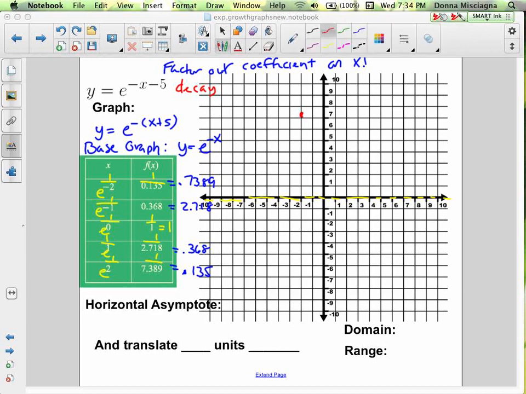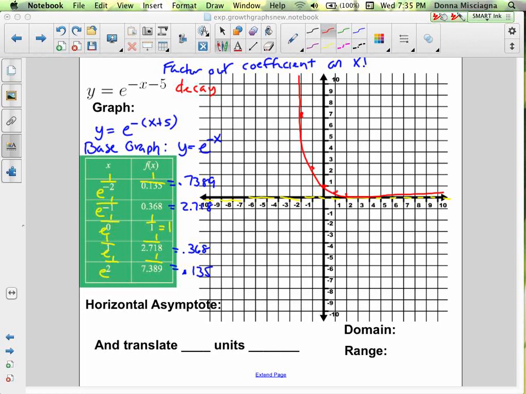All right, and then for negative 1, it'll be 2.7, and that one's 1, and then about 1/3, and then like a little bit more than 1/10, really small. All right, and we won't cross the asymptote.